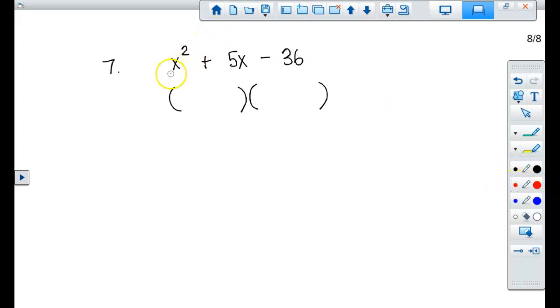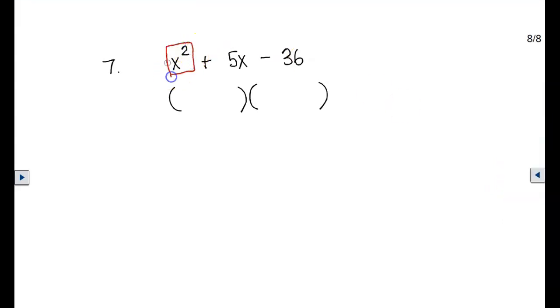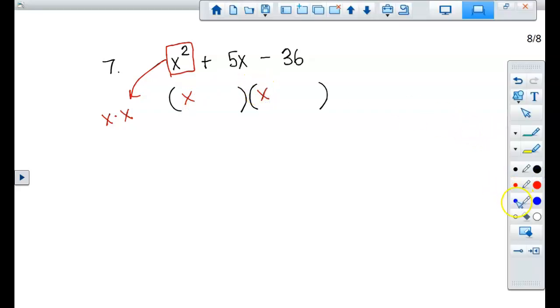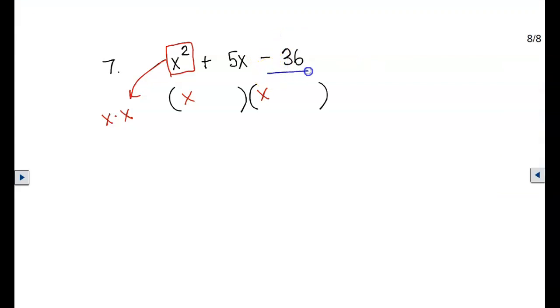All right, so my first term, x squared. When I think about it, there's only one way to produce that, and that's an x times an x. So I'm going to put an x in each set of parentheses. And then I go down here to the end to my negative 36.